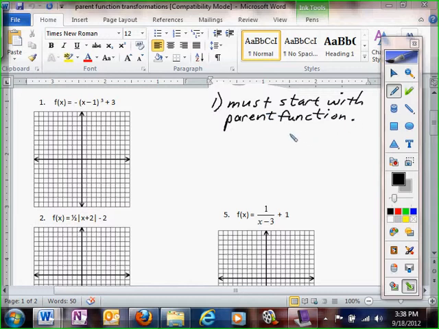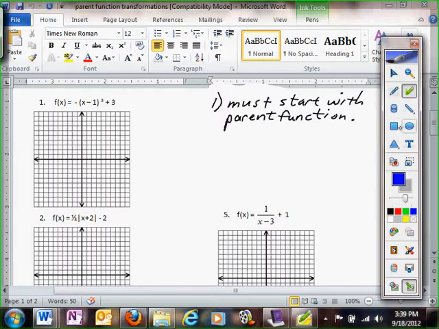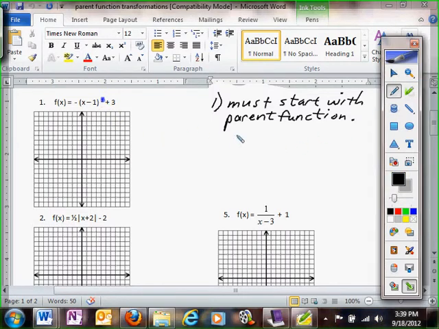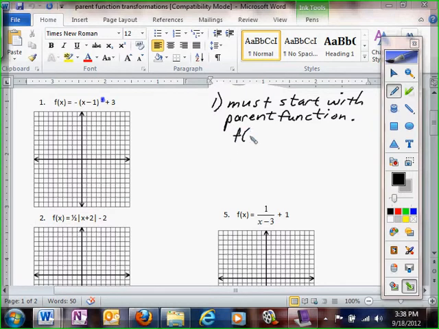Must start with the parent function. So, for example, over here at number 1, my function is f of x equals negative (x minus 1) in parentheses being cubed plus 3. It's very important that you see that, because I have a power of 3 right there, this is a cubic function. So the parent is f of x equals x to the third. That's the parent, and that's where we have to start.